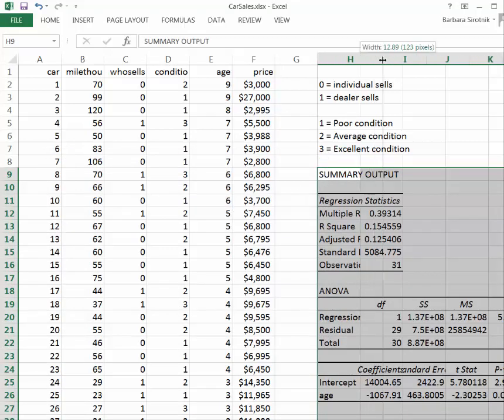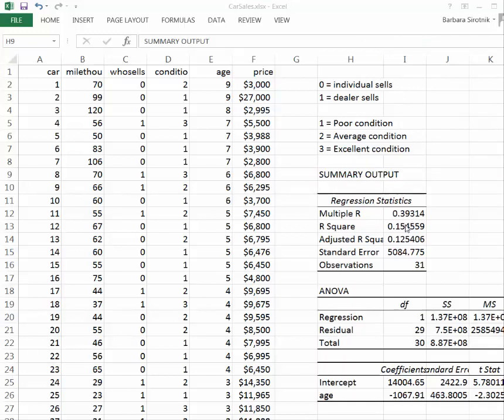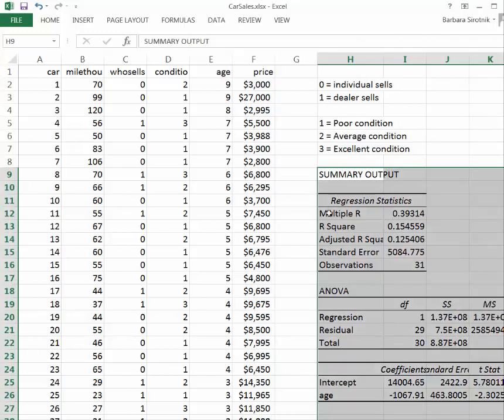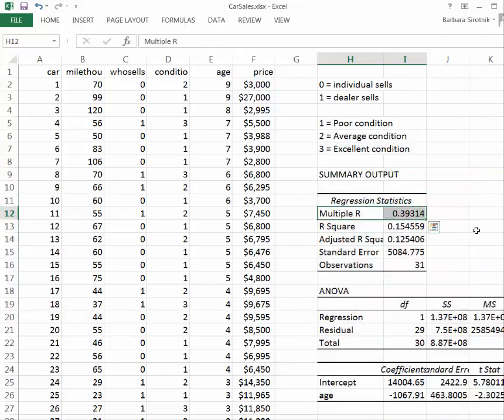So now that I've done that, let's see if I can do an analysis, and my multiple R is 0.39. Well, that's not really close to 1, so I don't think that's a really good predictor. That doesn't look good at all. And as a matter of fact, the R squared is 0.15, meaning I have 15% predictive power. 15% of the variation in price is due to age.